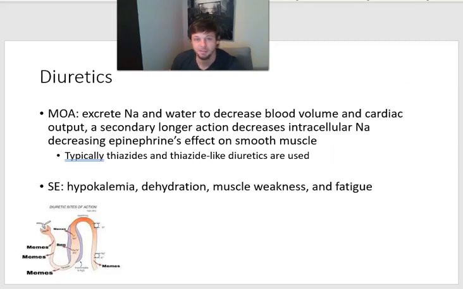So, like we mentioned last time, thiazide diuretics are a good way to bring down your blood pressure because you are decreasing the overall water that is available in the plasma. So you're decreasing the amount of plasma, you're decreasing the amount of blood, you're decreasing the amount of blood pressure, right? Side effects, again, hypokalemia, not enough potassium, dehydration, muscle weakness, fatigue. Those kind of go with dehydration.